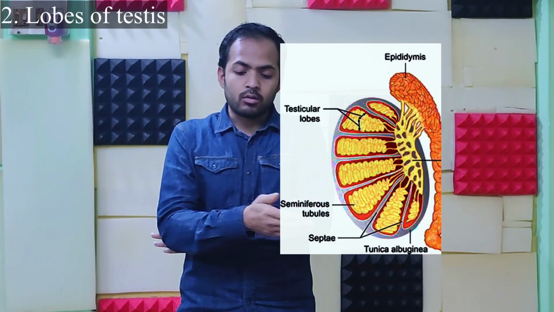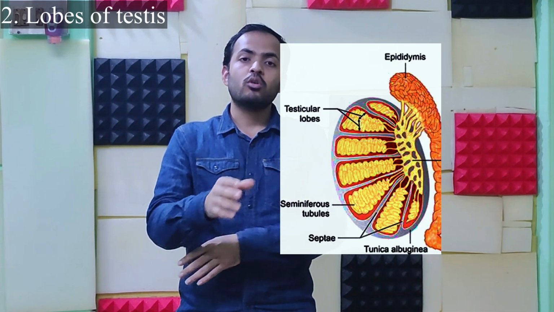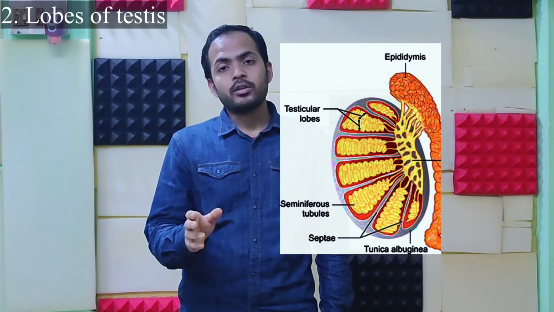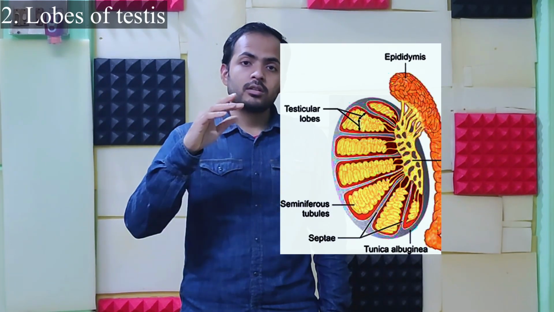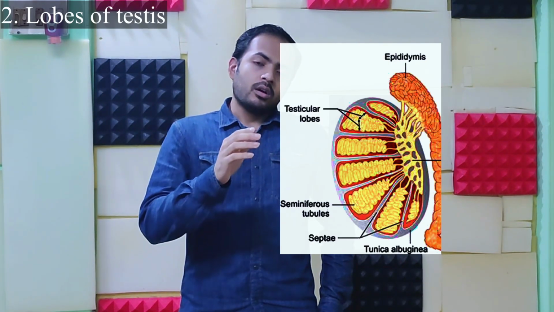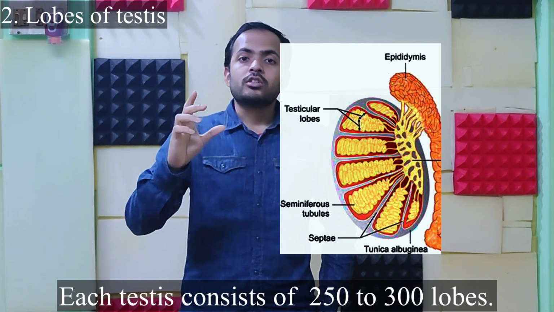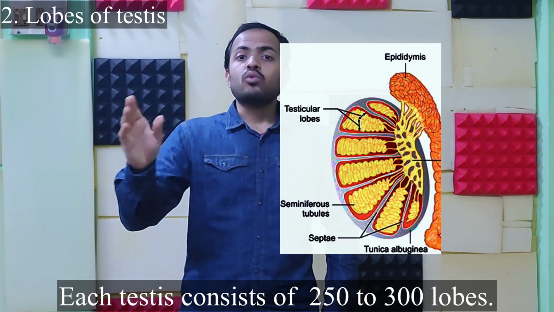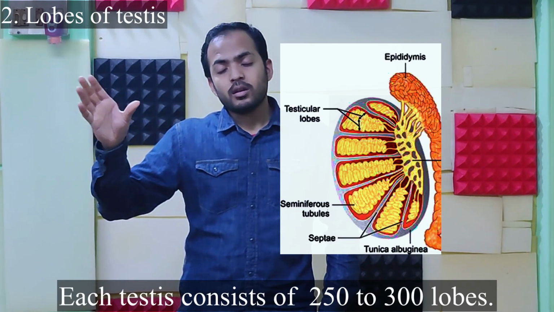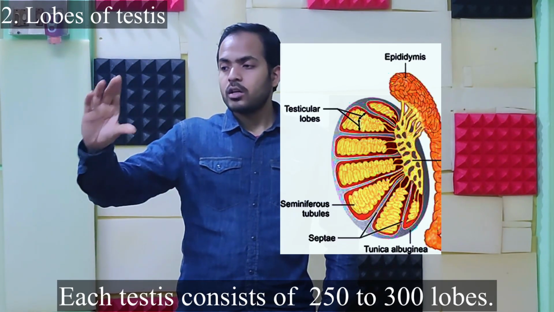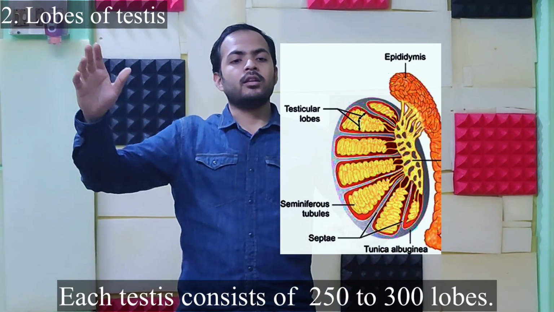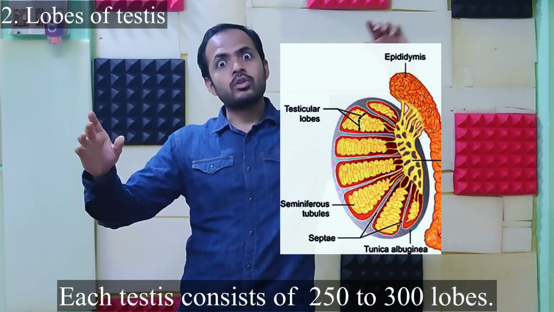Okay, that's it. Now the lobes of the testis. Lobes and lobules are the same word; you can say whatever you want. Here is the point that I already said, that the size of the testes differs individually. Each testis consists of 250 to 300 lobes. The right side testis has 250 to 300 because the range depends on the person, and the left side testis also has 250 to 300.